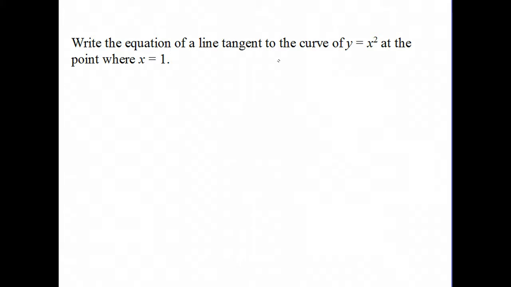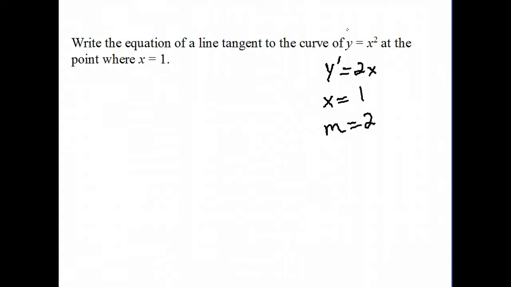The first thing we've got to do is find the slope of our tangent line at that curve. Well, to do that, we need to find y prime. And in this case, y prime is going to be 2x. And when x is equal to 1, that gives us a slope equal to 2. Okay, now let's think about what this is.